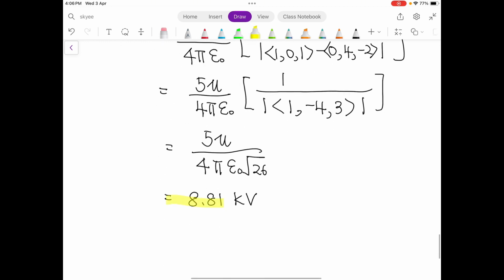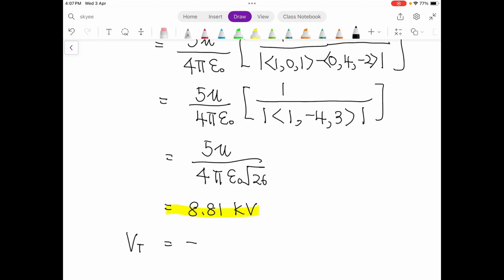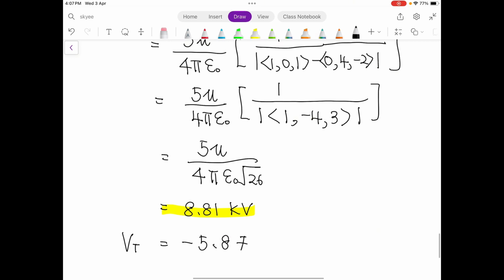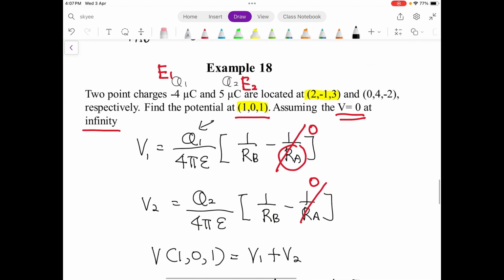So now you combine them together. One is negative, the other is positive. So the V total will be negative 5.87 kilovolt. So this is the potential at the position 1, 0, 1 when you have two charges, two sources of electric field.